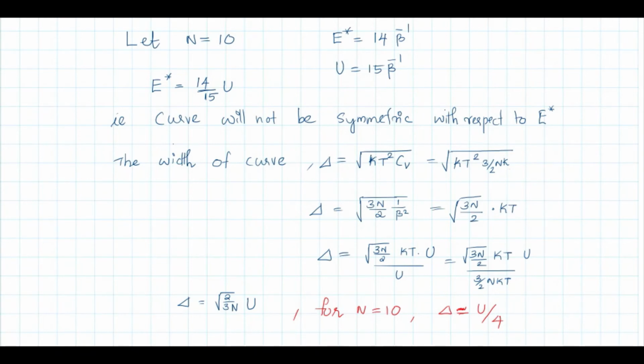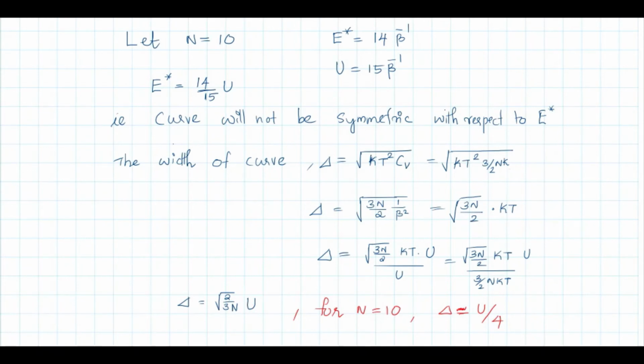So this is delta. You can multiply and divide it by u. Then replace u with 3 by 2 N kT. kT will cancel. Root 3N by 2 in the numerator and 3N by 2 in the denominator will give you a root 3N by 2 in the denominator, and there is a u. So delta is square root 2 by 3N times u. The width of the graph is square root 2 by 3N times u.